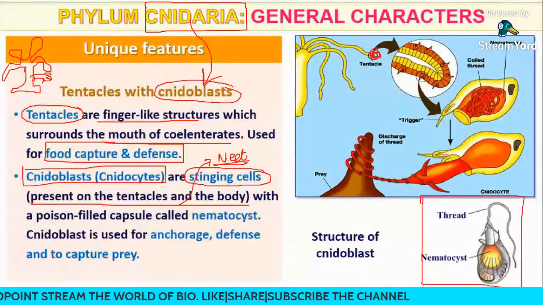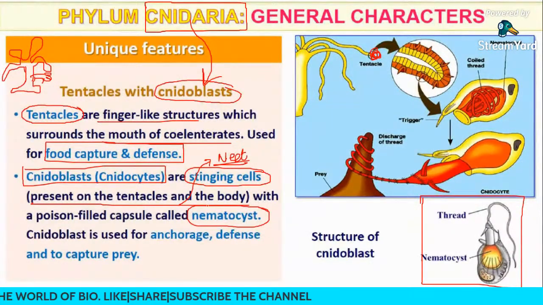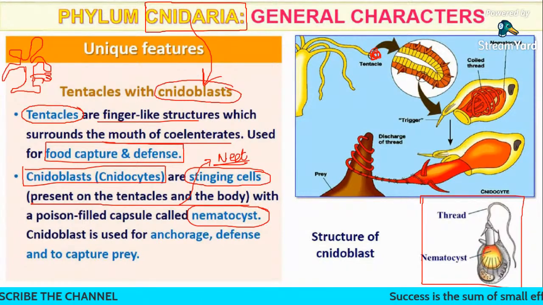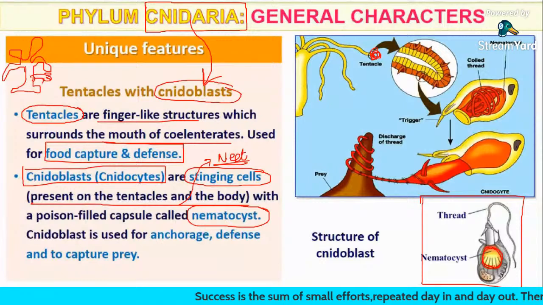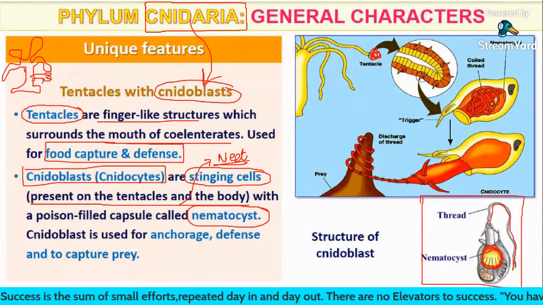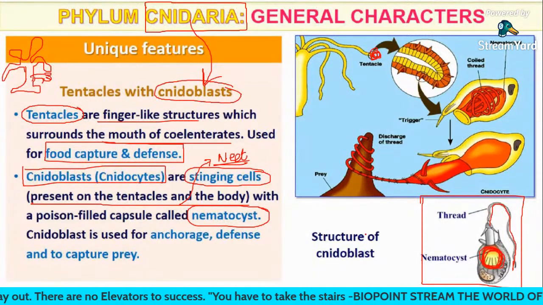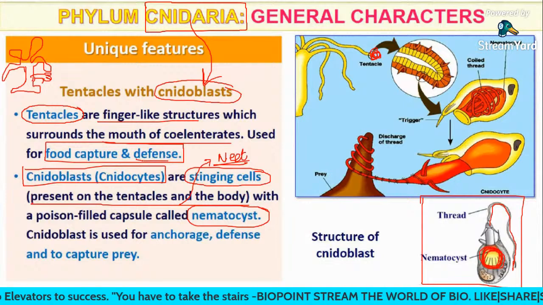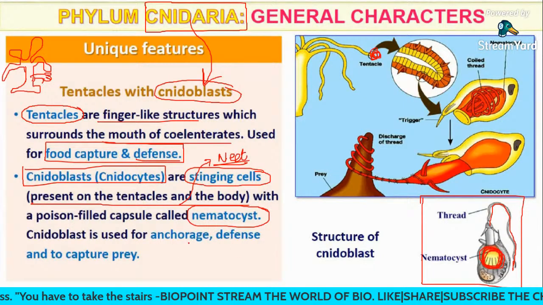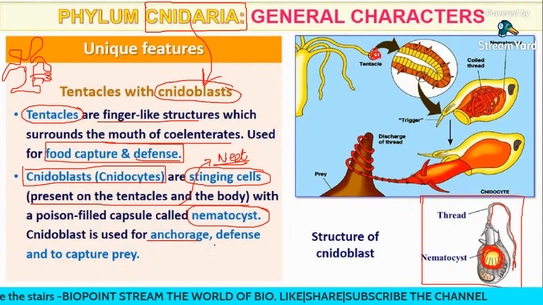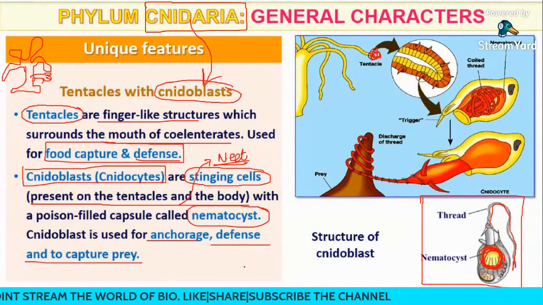They are filled with a poison-filled capsule, which is known as the nematocyst. This is actually a fluid-filled cavity, guys. If any organism comes to attack, what happens? It will inject. It has a long thread-like structure. So it will inject the poison inside this nematocyst into that organism, which gives them defense. Cnidoblast is used for anchorage, defense, and to capture the prey.